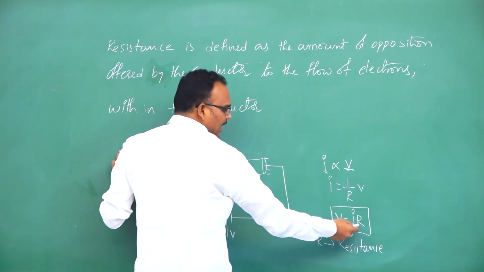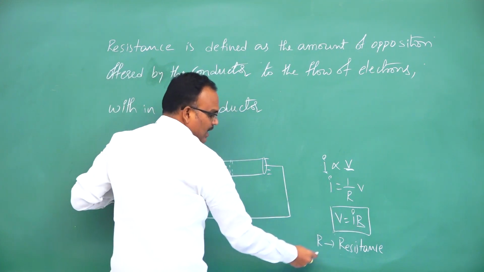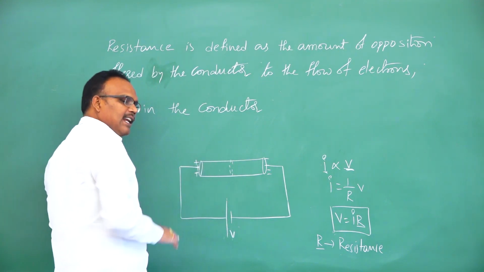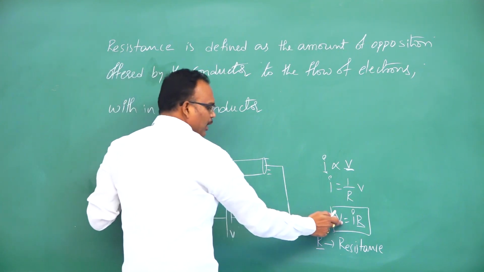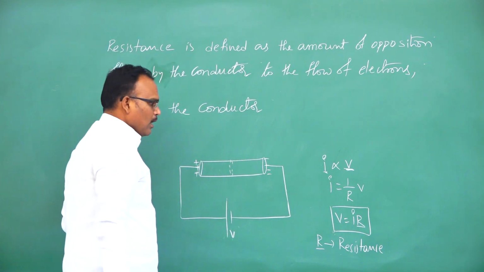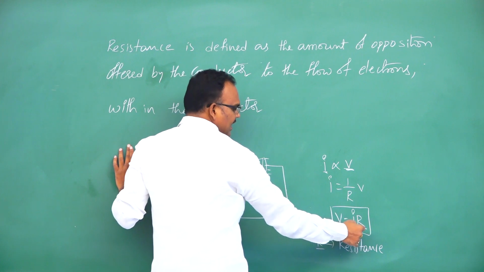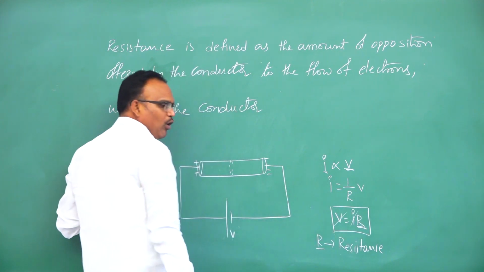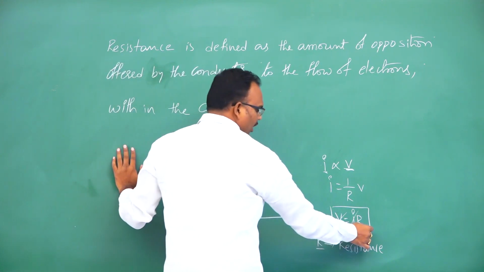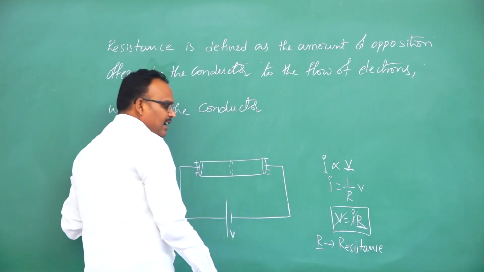The proportionality is R, resistance. Resistance is independent of the current in the circuit as well as the potential difference applied to the circuit. So, this is important. The proportionality constant is independent of surrounding physical quantities. Okay. Now, we will see the proportionality constant is resistance.